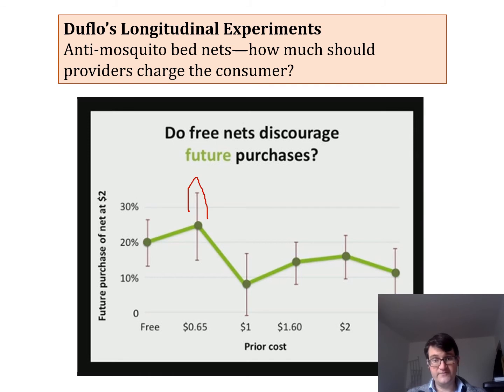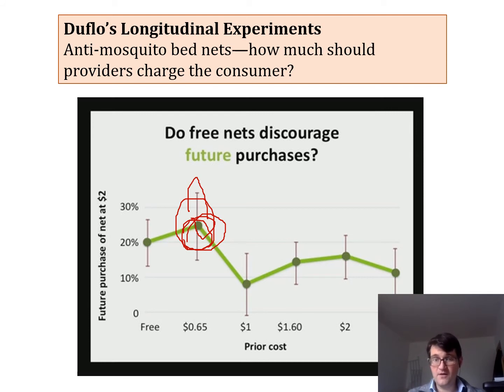At $1, this drops pretty substantially. These confidence intervals overlap, but not by a lot. Then the probability goes up at $2 and then down. But we see that our highest probability of repurchase is at 65 cents. There's a number of things that could be going on. This is kind of a foot-in-the-door effect: you get people to invest in this, and therefore when they see that it works, they're more likely to reinvest.